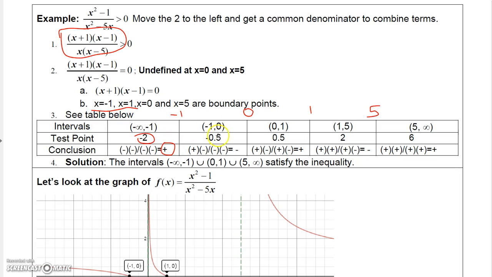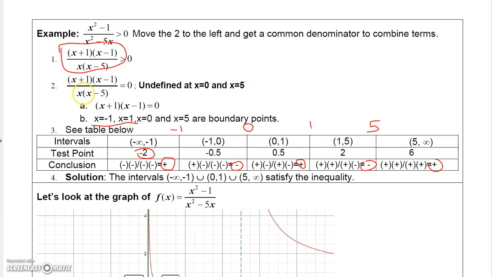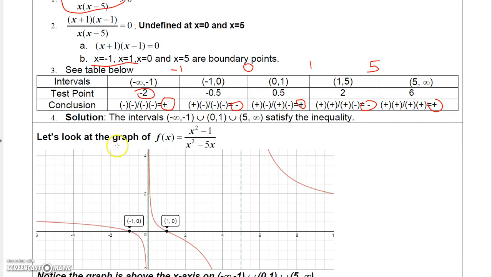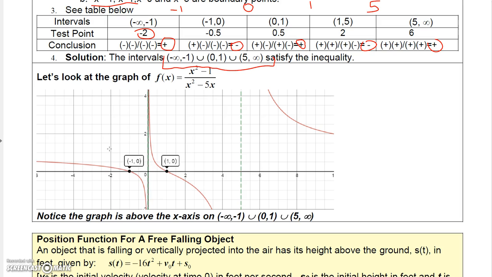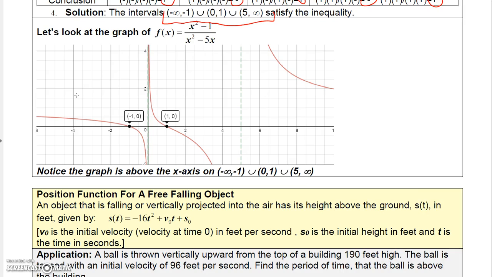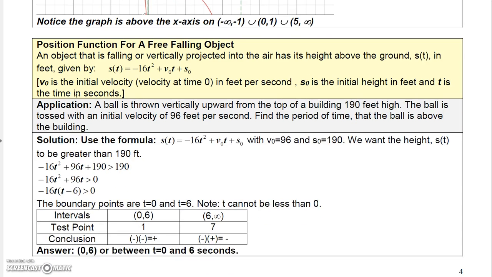Plug -0.5 in from this region, I got negative. Plug +0.5 in, I got positive. Plug 2 in, I got negative. And plug 6 in, and I got a positive. Now notice that I wanted to know when this expression was greater than 0. So I chose the regions that gave me the positive: -infinity to -1, 0 to 1, and 5 to infinity. And you can view the graph there, and you can see that on those intervals the graph is above the x-axis.